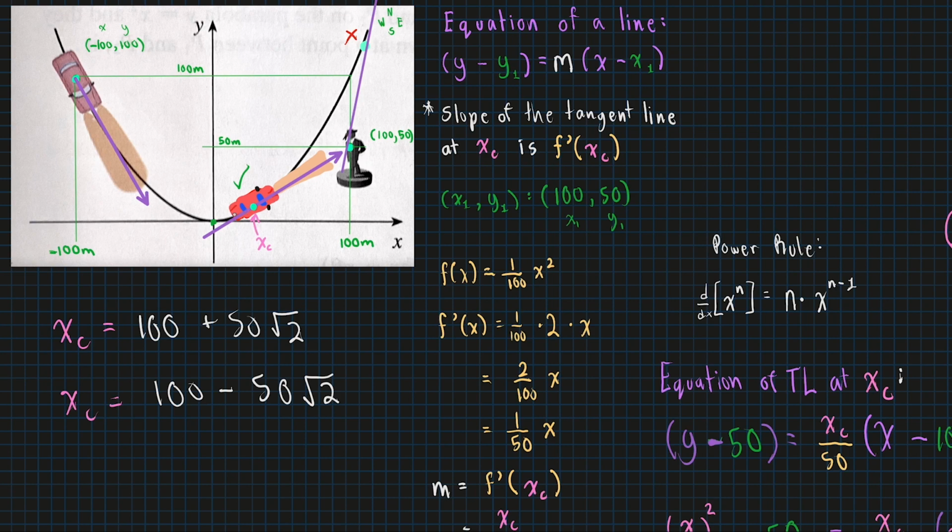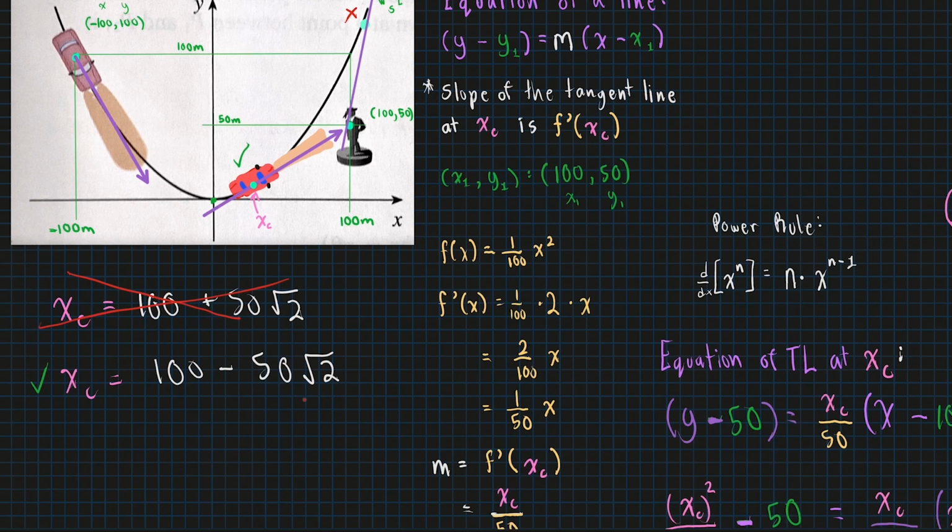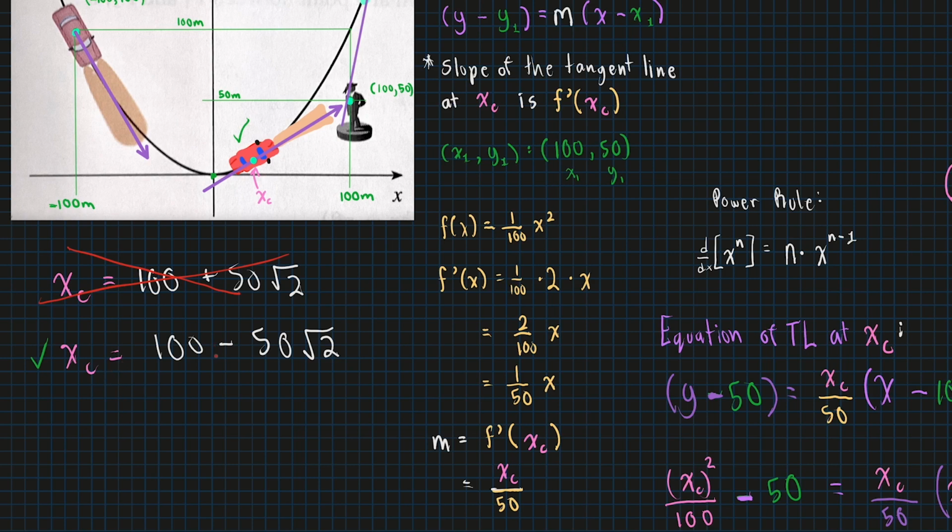Well, it's at the lower point because the car is traveling towards the east. So its headlights are always pointing to the east. It's pointing in front of the car in the direction that it's going. So we know that it's the lower point. It can't be this point because this is a higher number on the x-axis. It has to be the lower number. What's the lower number out of these two? It's this one. This one is the incorrect point. So we know that x sub c is equal to 100 minus 50 times the square root of 2.